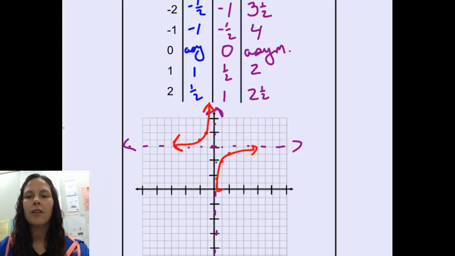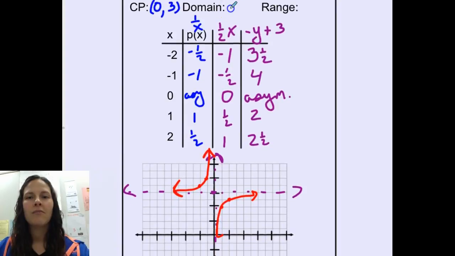As a reminder, the parent function would have been in the other quadrants, kind of the first and third quadrants surrounding those asymptotes. So we can see our vertical reflection on this one because the quadrants that we're graphing in changed. Finally, taking a look at our domain and range.